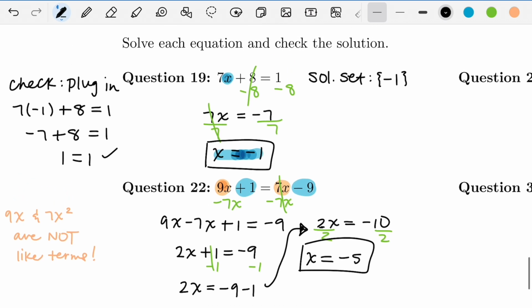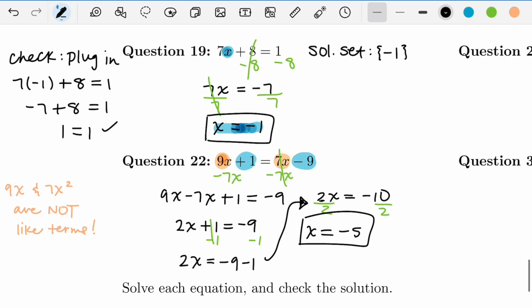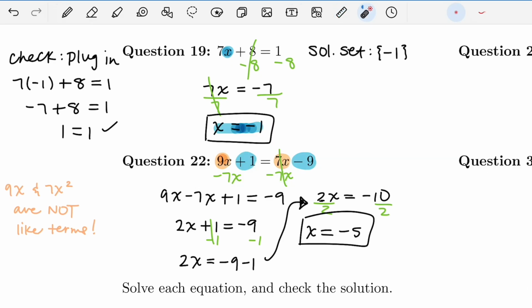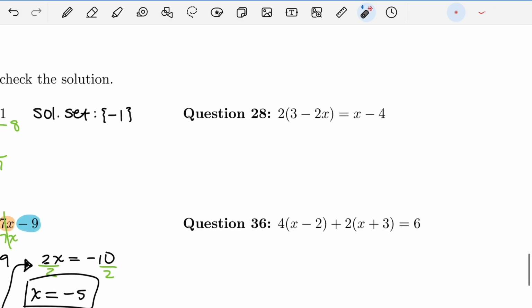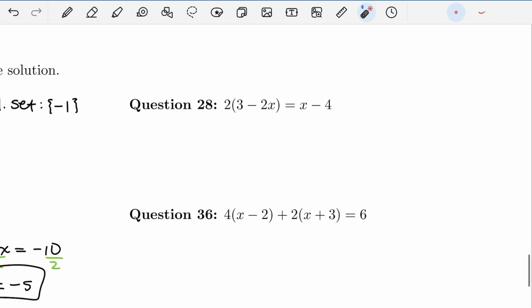And then I don't have enough space to check the solution, but what you do in this case is plug in this negative 5 into both of our x values here. Make sure that this left-hand side is equal to this right-hand side. All right, let's move on to question 28 here.